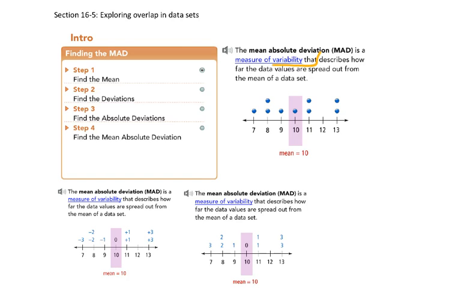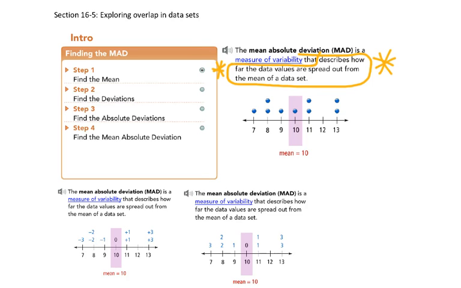Here it says it describes how far the data values are spread out from the mean. So that's the important thing to take away. The mean absolute deviation describes how far the data values are spread out from the mean. So the bigger the MAD, the more spread out the data is from the mean. And the smaller the MAD, the closer all the data points are to that mean.